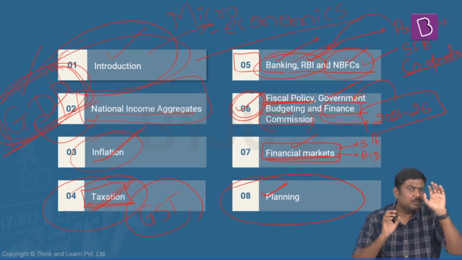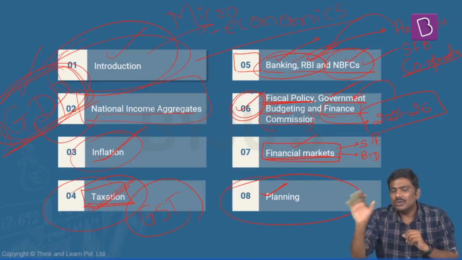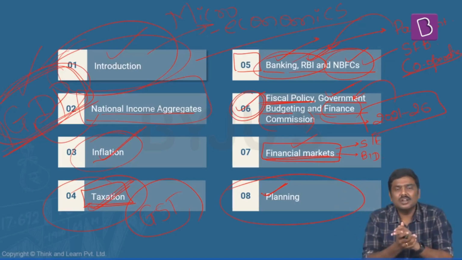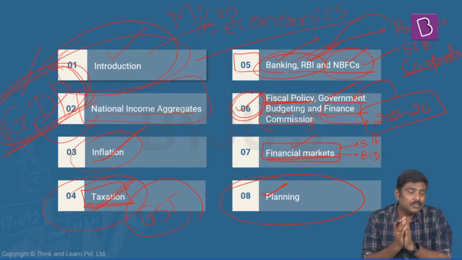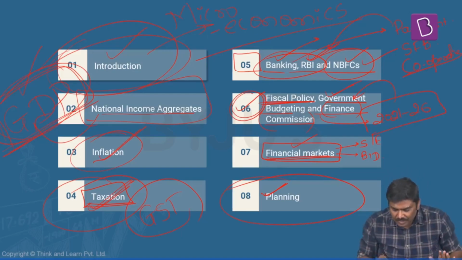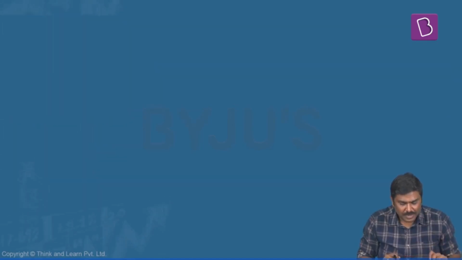What is the basic difference between the Planning Commission and Niti Aayog? How is Niti Aayog much better as a structure compared to the Planning Commission? What has been the performance of Niti Aayog in the last couple of years? Right? We'll discuss all of these particular concepts under this particular module of planning.